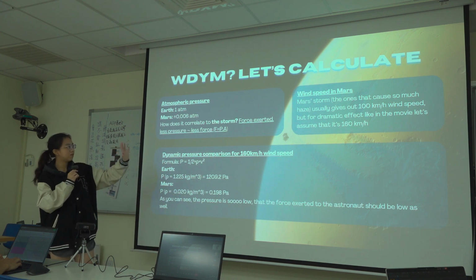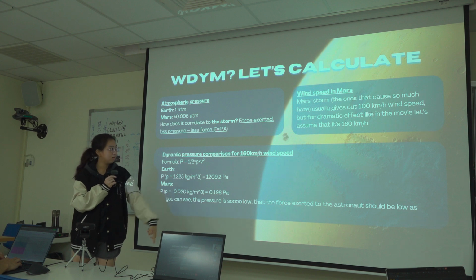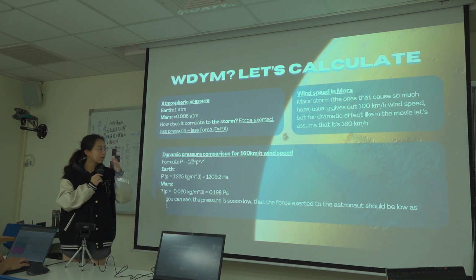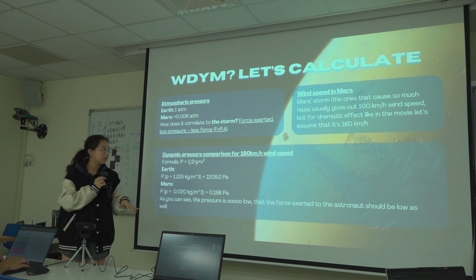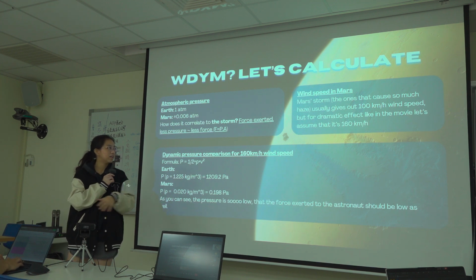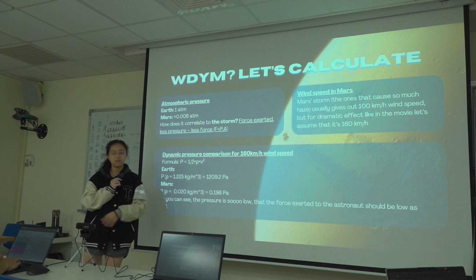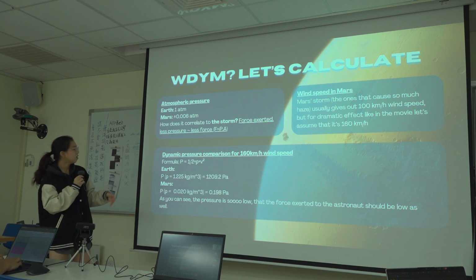And then I should probably give you more information about the wind speed on Mars. We're just going to assume, according to NASA, that the usual Mars storms give out about 100 km/h wind speed. But of course, for dramatic effect, like shown in the movie, we're going to assume that it's 160 km/h.